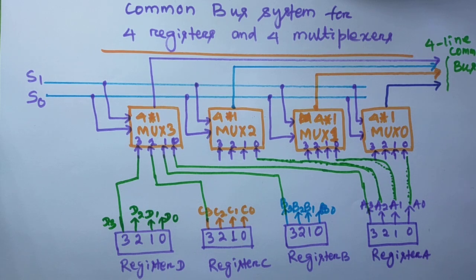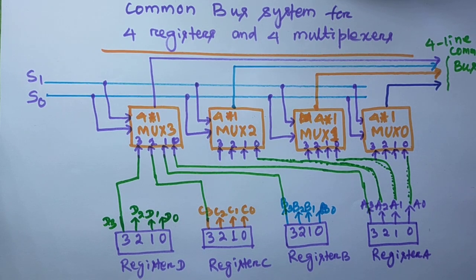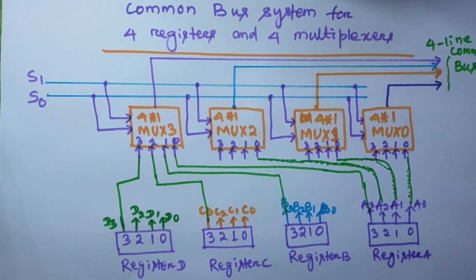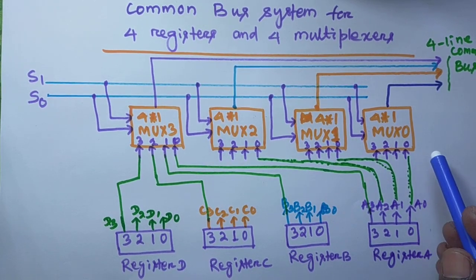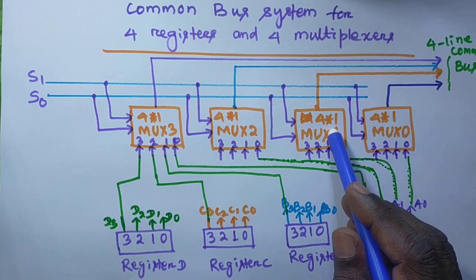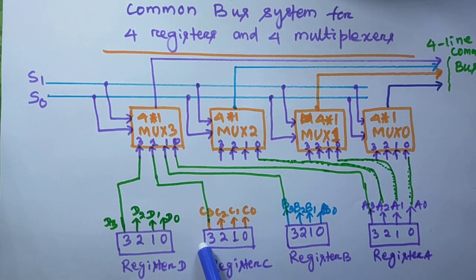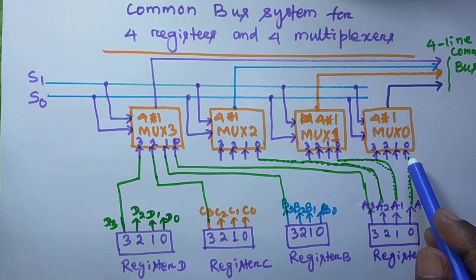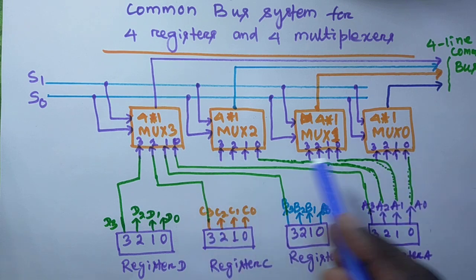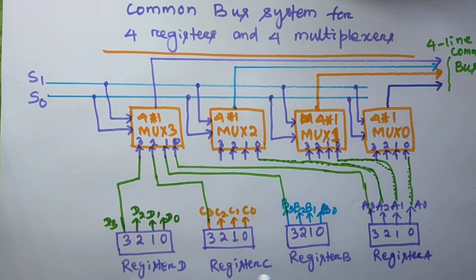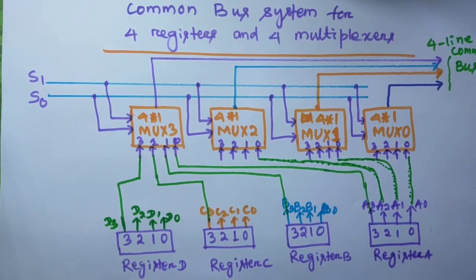Although it looks somewhat complex, I will show you which register connects to which multiplexer, in a very simple way. Suppose this is multiplexer 0, here multiplexer 1, multiplexer 2, multiplexer 3. Which data will connect to multiplexer 0? I have already connected multiplexer 3, so when you see that, you can understand how the different inputs from the registers connect to the multiplexers.